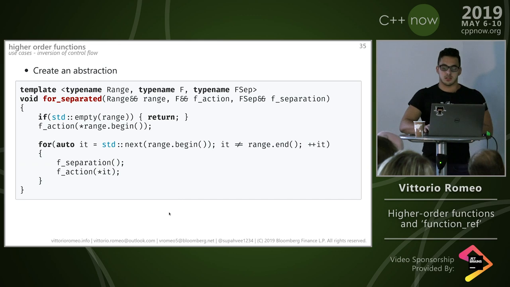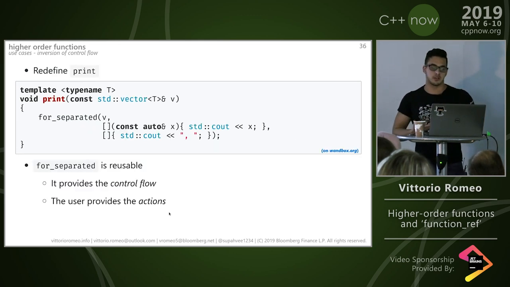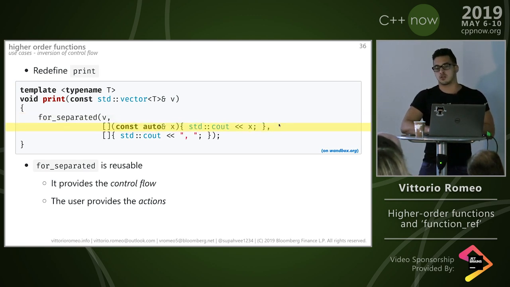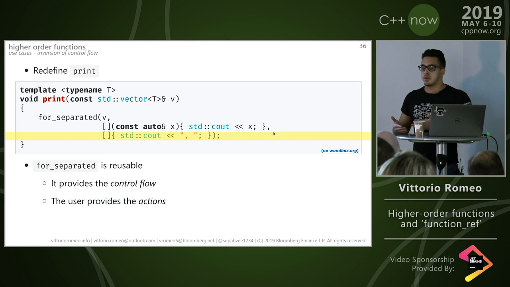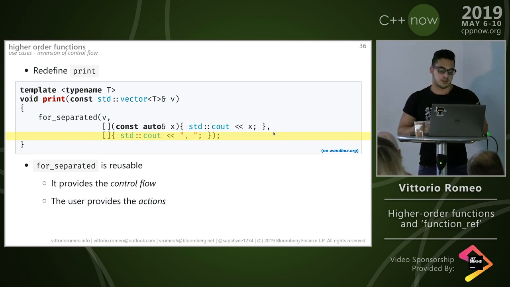So you can use this, obviously, to re-implement the original function, which was print. And the way you do that is by simply calling for_separated on the range. Your action is going to be just print out something to stdout, and your separation is going to be just print out the comma with a space. That's going to be exactly the same as before, but the benefit is now that for_separated is reusable. It provides the control flow, and the user provides the action. So you can test everything separately, and you can reuse for_separated for other things.